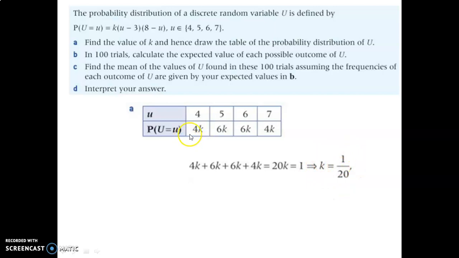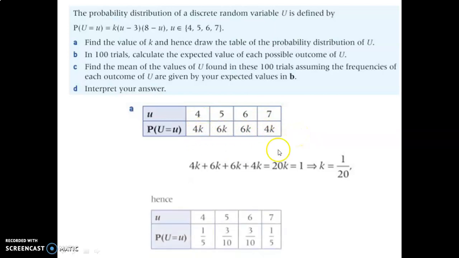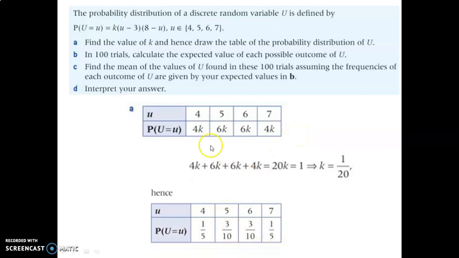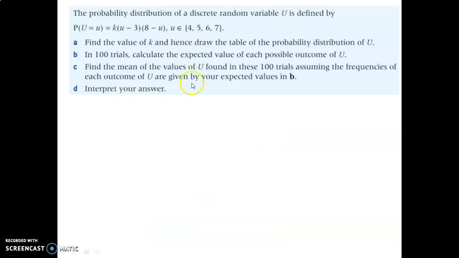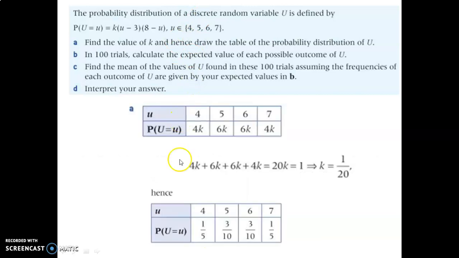Now that we know that, we can now replace these probabilities with actual probability values. So do that now. Rewrite this table, getting rid of the k. Okay, this is the table you should now have. When you put a 1 over 20 in here, you end up with 4 over 20, which reduces to 1/5. Follow that along here, and you get these values. So now we have a proper probability distribution table. And so the probability of 4 occurring, it doesn't tell us what the situation is here, but we know the probability of 4 occurring is 1/5, and 5 occurring is 3/10, and so on.